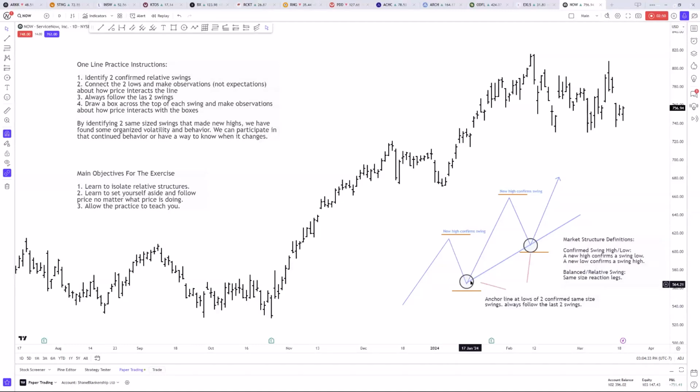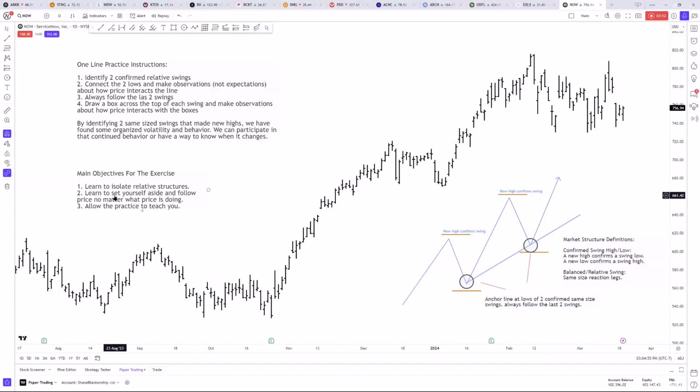Somebody's buying at a certain percentage back. And once you've found that, you can follow that. And you can know when that changes. And so that's the purpose of same-size swings. We're not just going to draw any trend line. We're going to look for balanced swings that make new highs.